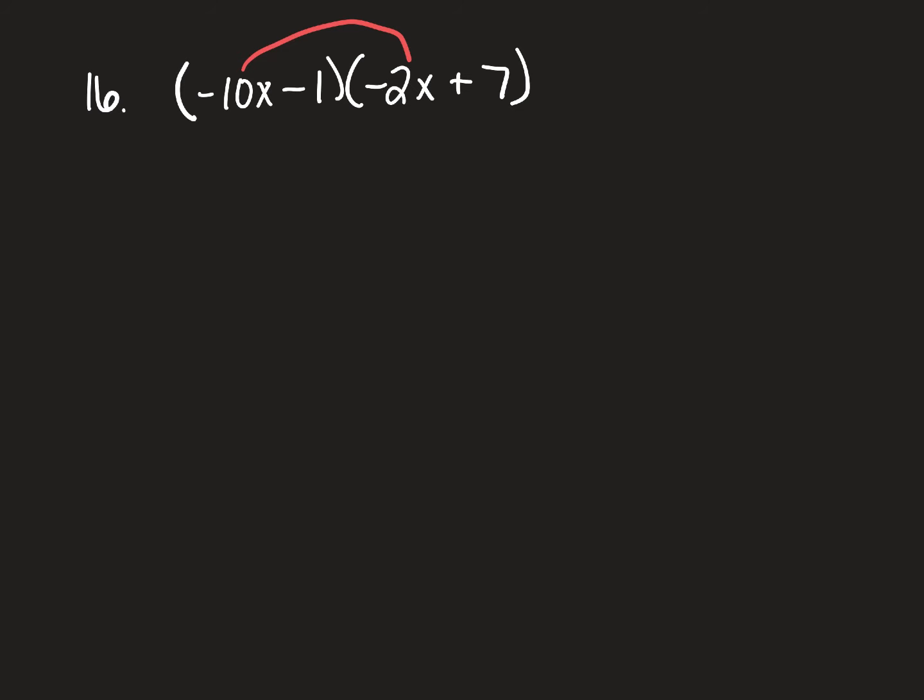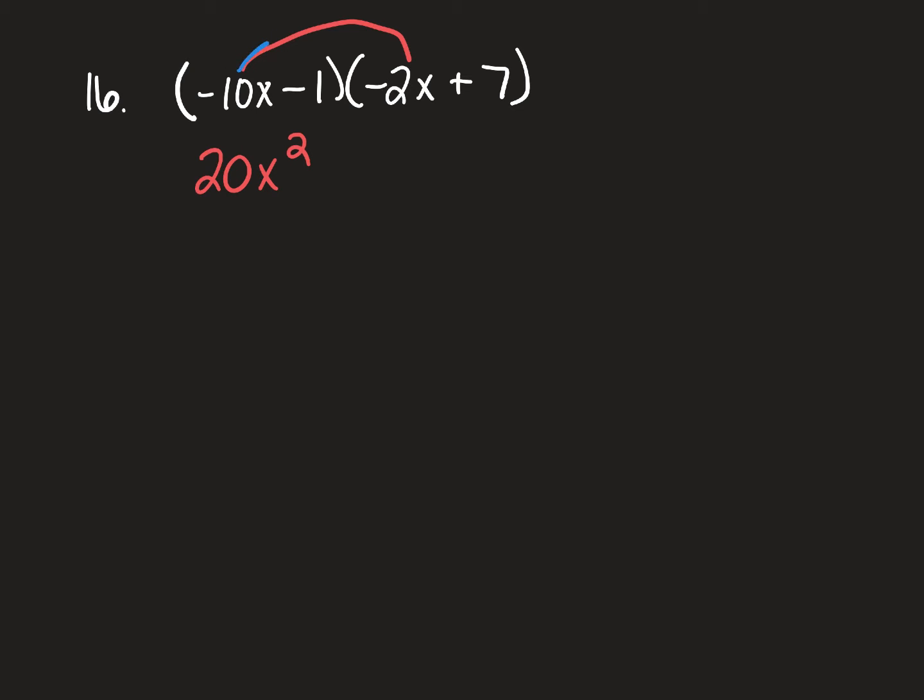All right, so number 16 on page 15. So, negative 10x minus 1, negative 2x plus 7. So we are FOILing, so we're going to do first: negative 10x times negative 2x is positive 20x squared.